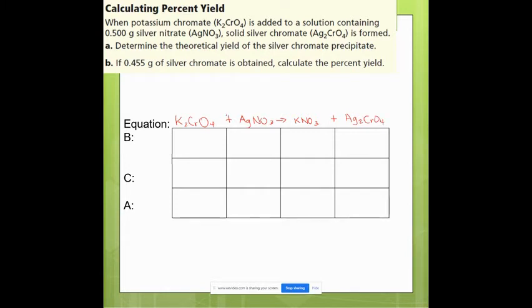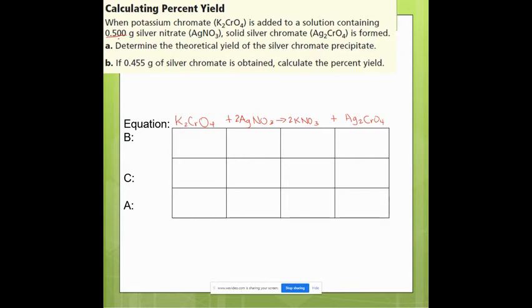Need to balance our equation here. So I'm going to put a 2 here and a 2 here, and that'll get it balanced. And then we're going to calculate how much we have. We're starting out with 0.50 grams of silver nitrate. So we need to convert that into moles.